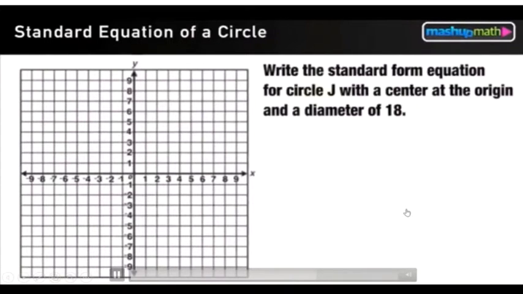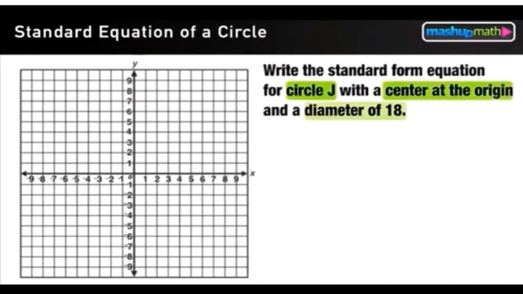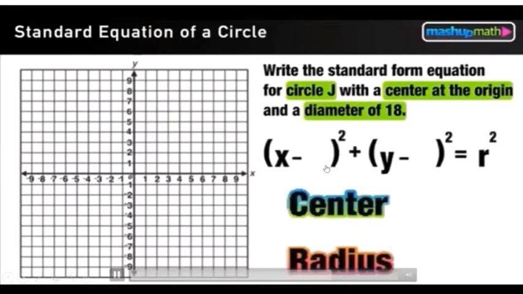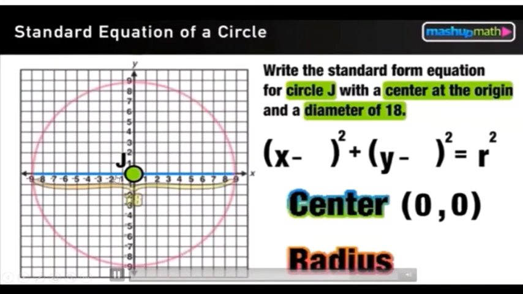Another example. Write the standard form equation for circle J with the center at the origin this time and a diameter of 18. So the radius was not given directly, but we can derive it from the diameter. Using the same formula, we need to fill in h, k, which we know that if our center is at the origin, must be 0, 0. So let's start at our fixed point here and count 18 as a whole. Half of 18 would be your radius. That will be half of 18 is equal to 9.